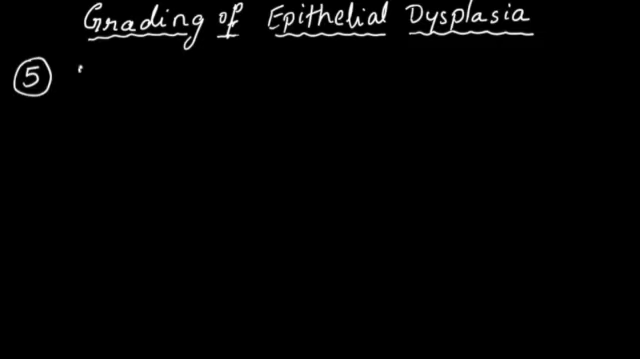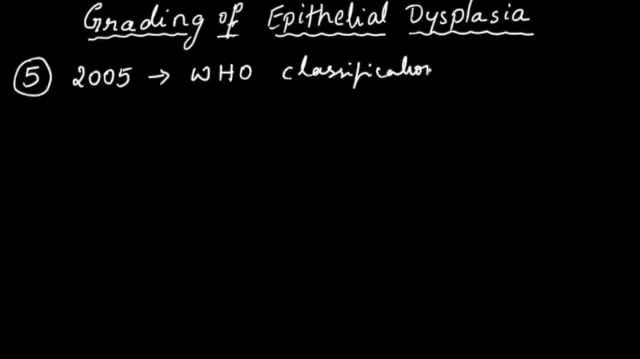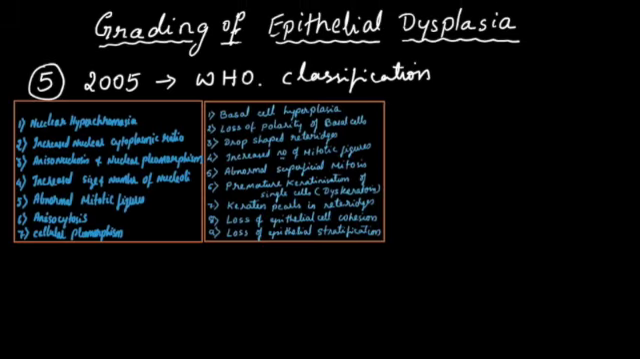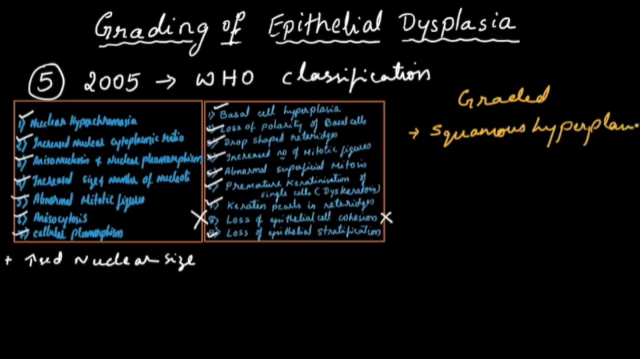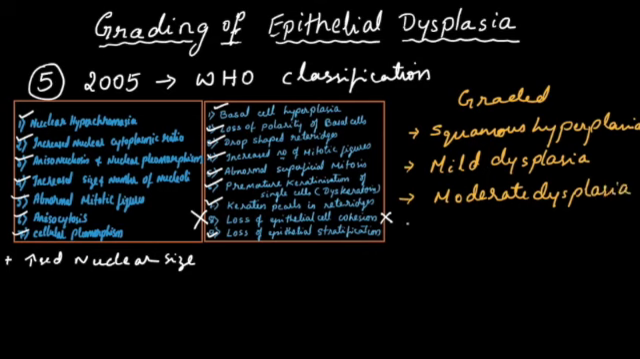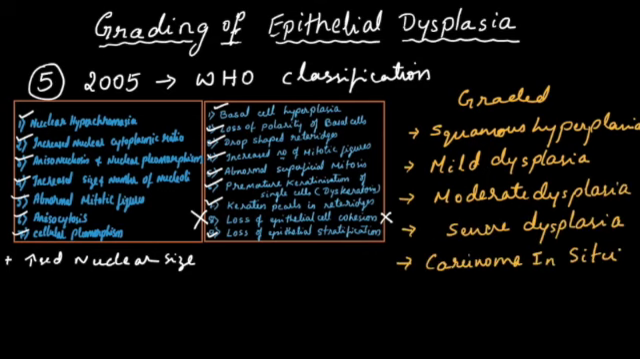Again, in the year 2005, WHO came up with its classification and considered all these dysplastic features, included increased nuclear size and all the other architectural changes, and excluded loss of epithelial cohesion, and graded dysplasia as squamous hyperplasia, mild dysplasia, moderate dysplasia, severe dysplasia, and carcinoma in situ.